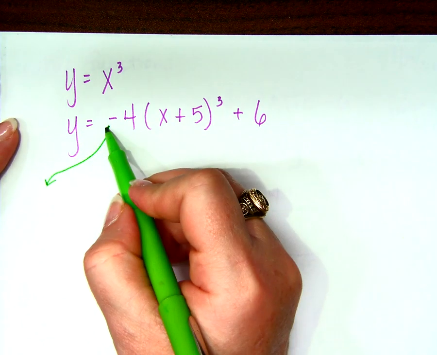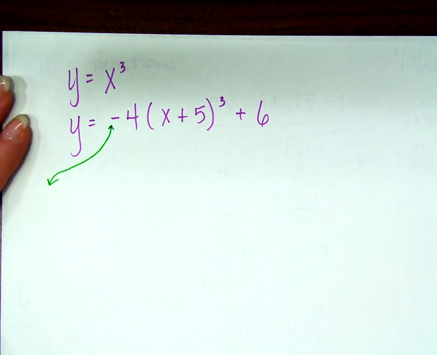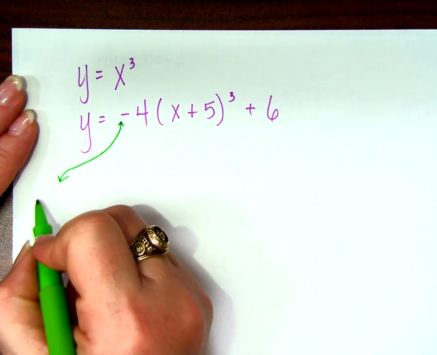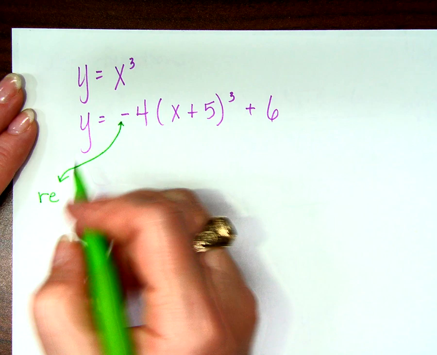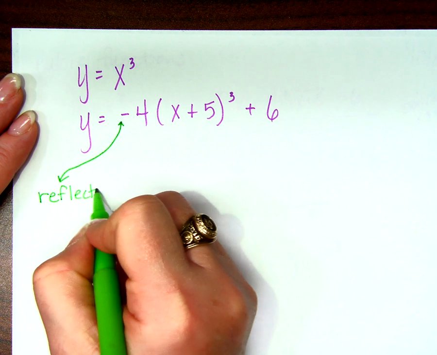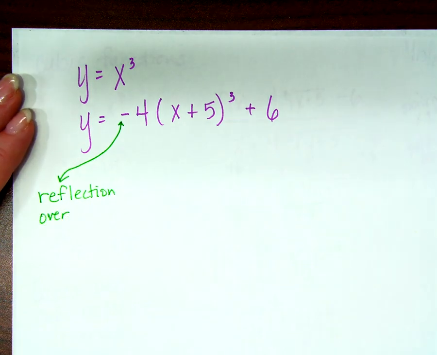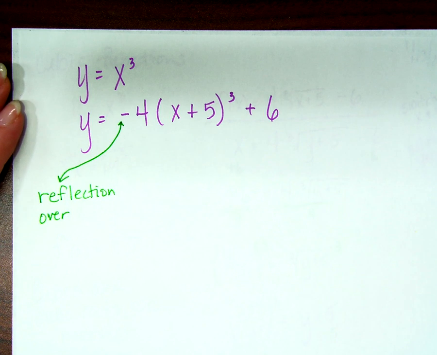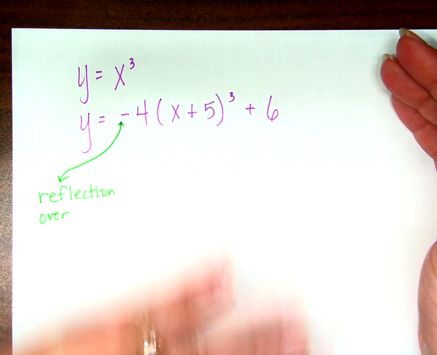What does that negative sign cause? So I want to make sure we're using the correct math vocabulary. Where is the negative sign? It's on the outside of the function, right? If it's on the outside of the function, it causes some sort of vertical change. If it's causing a vertical change, what axis is it reflecting over? Good.